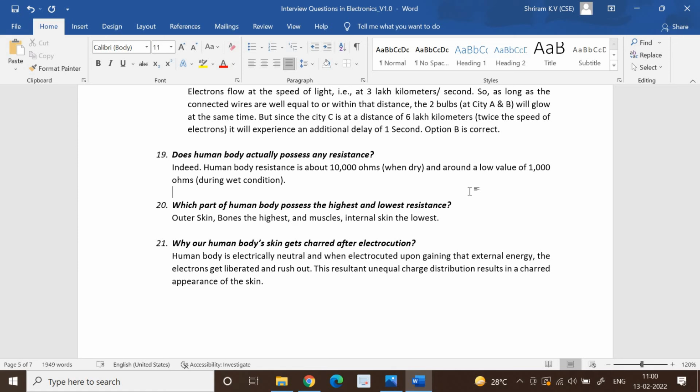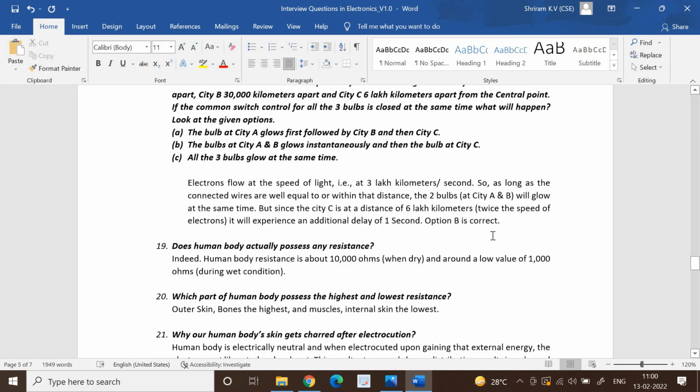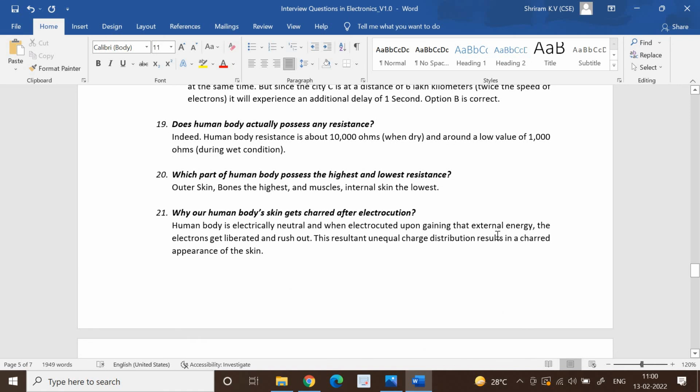So these 5 questions are very important. We started with a simple question of what is the speed of electron flow, and then we took a case study. Then we discussed if the human body has any resistance and which part of the human body possesses the highest and the lowest resistance, followed by why we get that effect after electrocution.